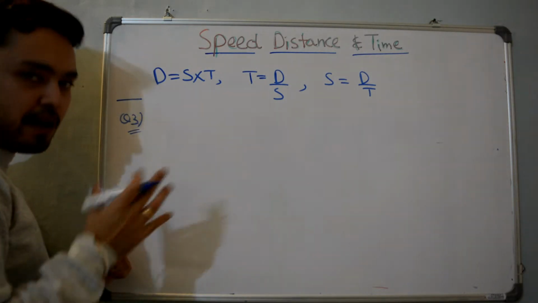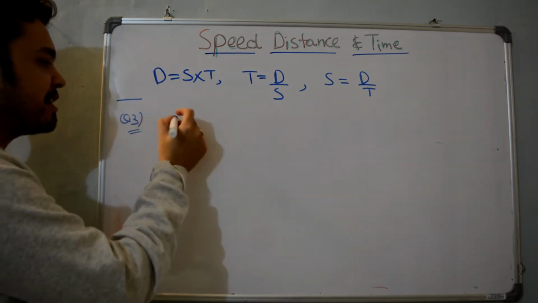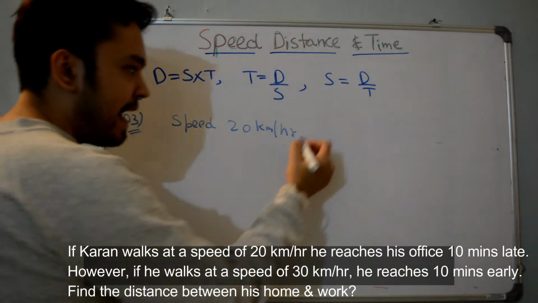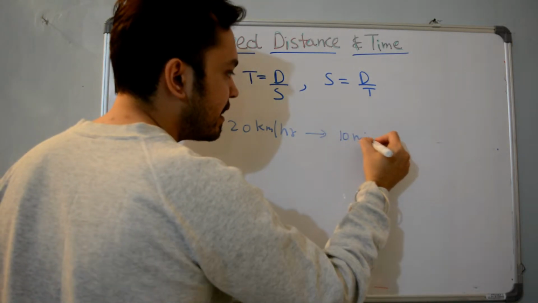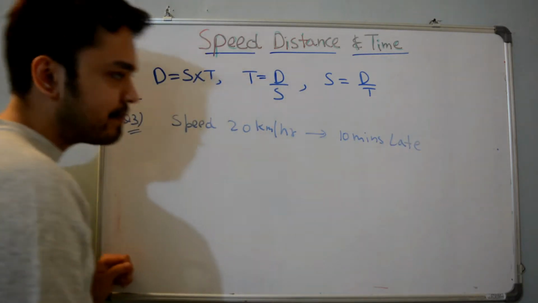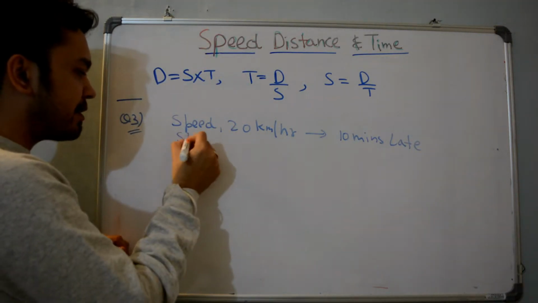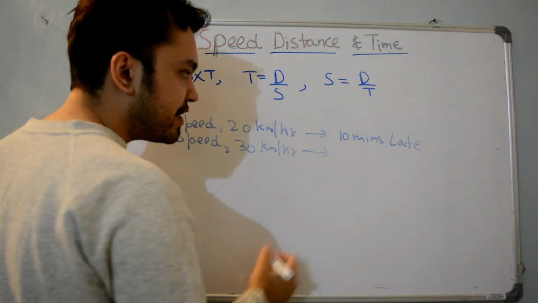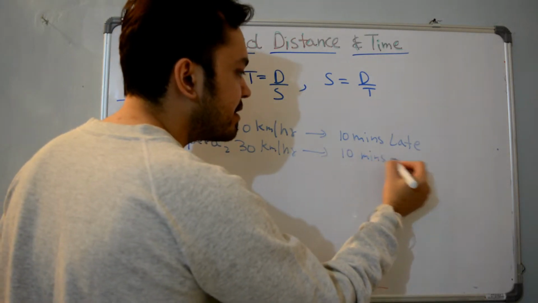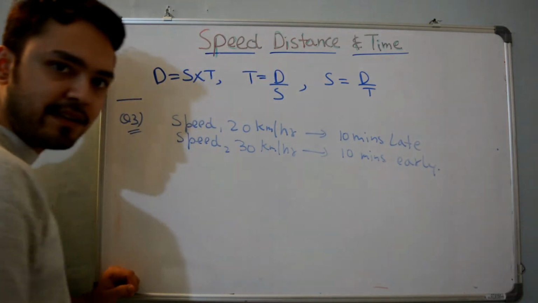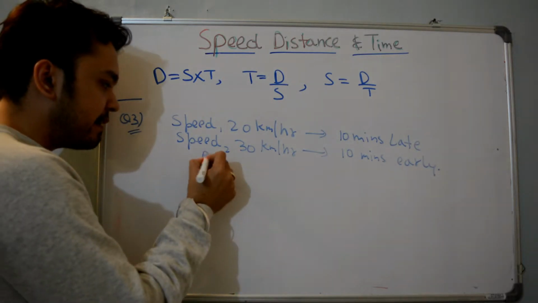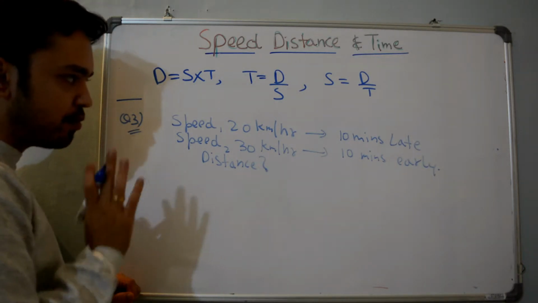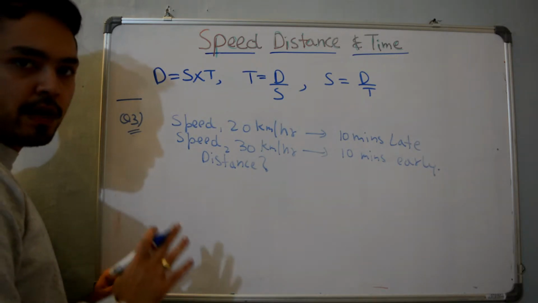Let us say a person called Karan, right? He walks at a speed of 20 kilometers per hour, right? And reaches a place 10 minutes late, right? And if he walks with a speed of, let us say, 30 kilometers per hour, he reaches the same place 10 minutes early, right? You have to find the distance between both the places. I hope the question is very clear to you, or you can pause the video to again see the question.